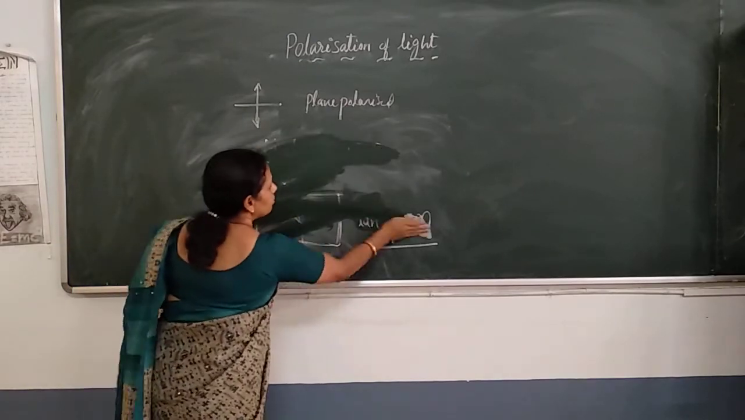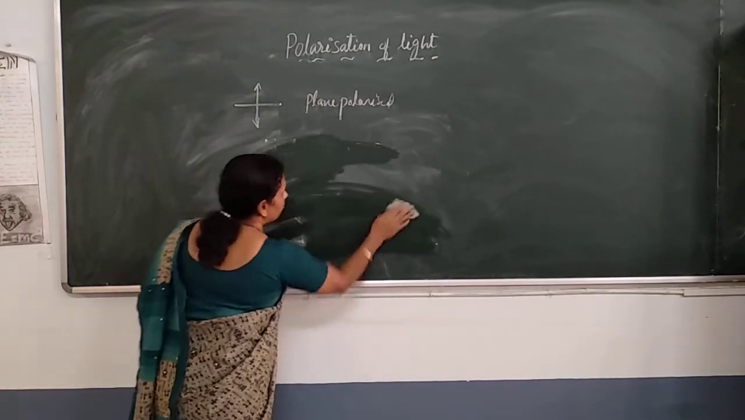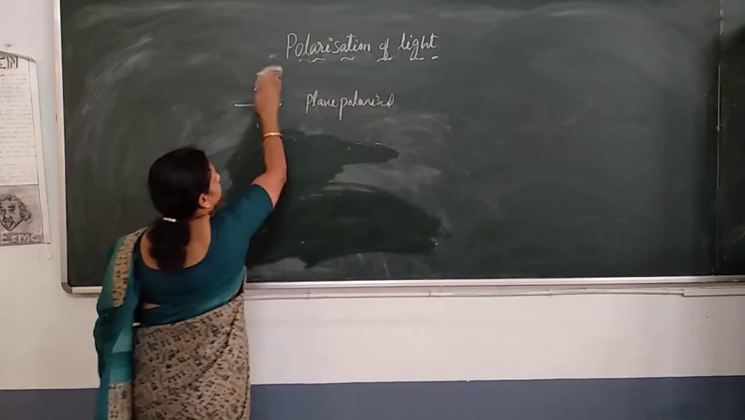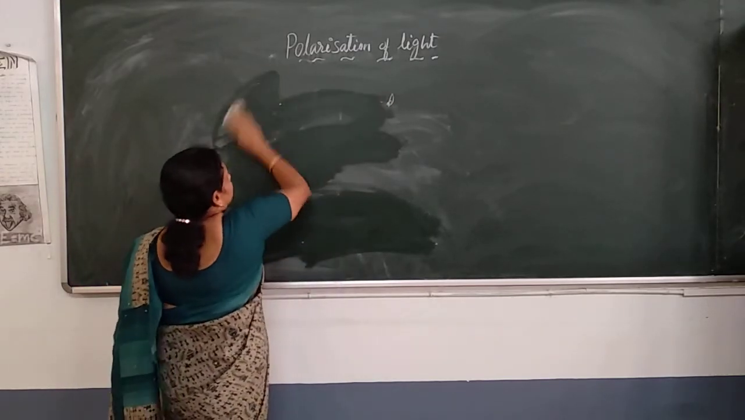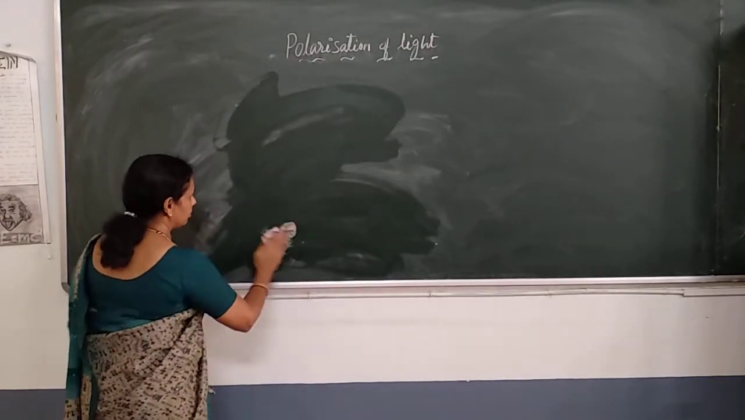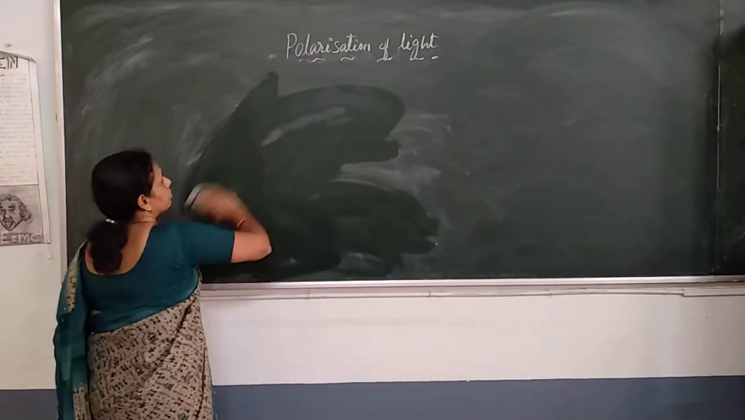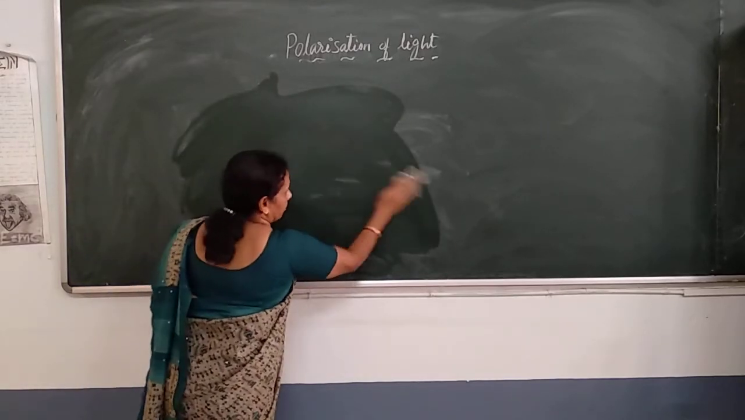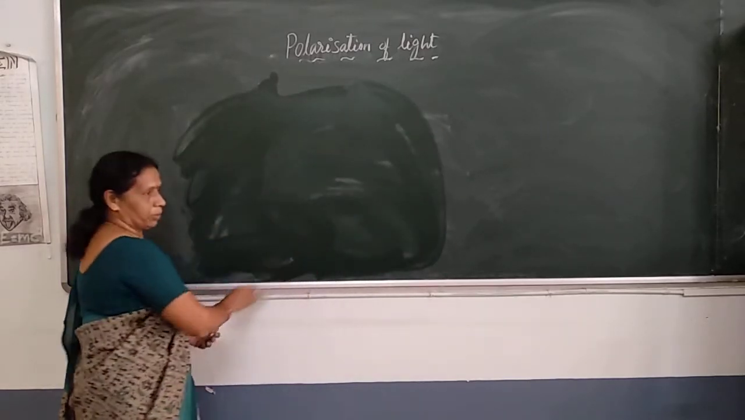The second method is producing a plane polarized beam by double refraction. Refraction and scattering are not discussed in your syllabus. So let me consider the next method. It is double refraction. What is double refraction?